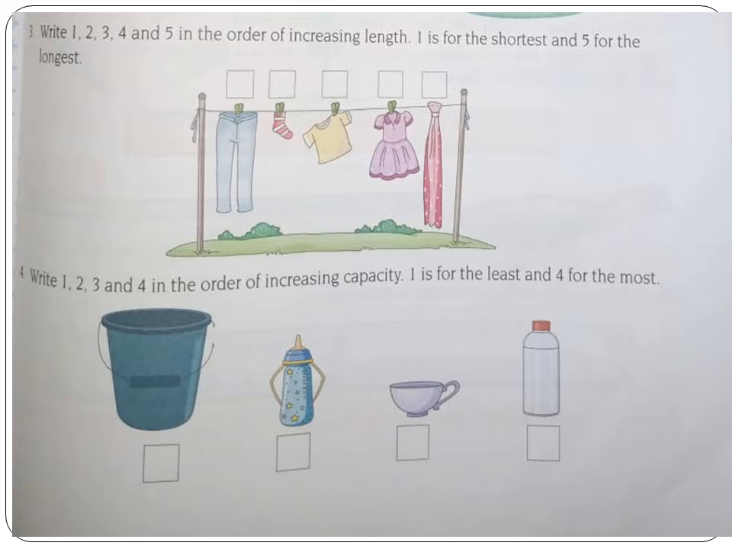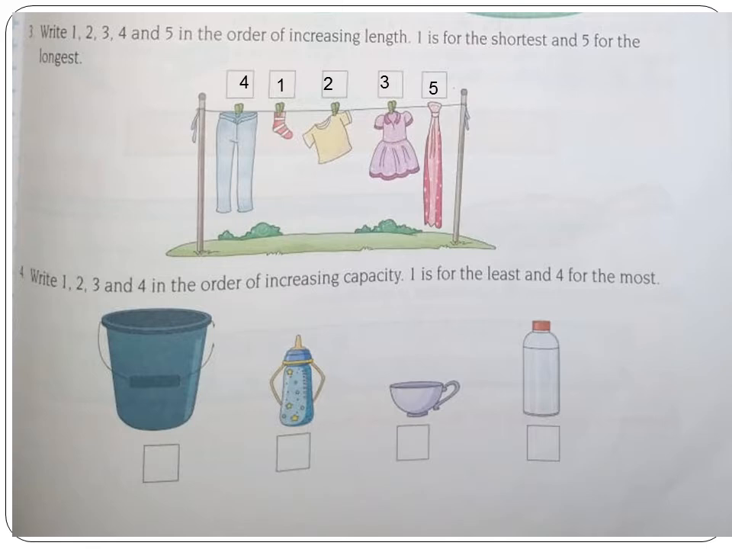1 is the shortest and 5 for the longest. So here socks is the shortest one, so I am marking 1. T-shirt in second place. Next, frock in third. For pant it is 4th and for scarf it is 5th. So I have marked in the order of increasing length.